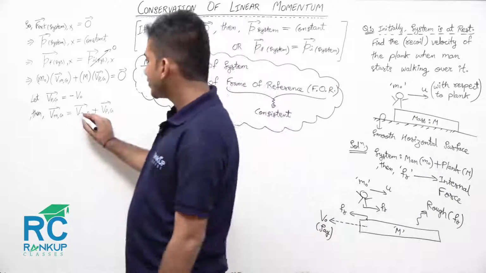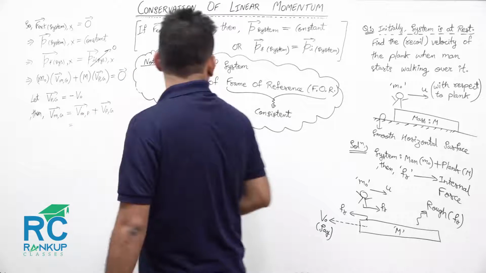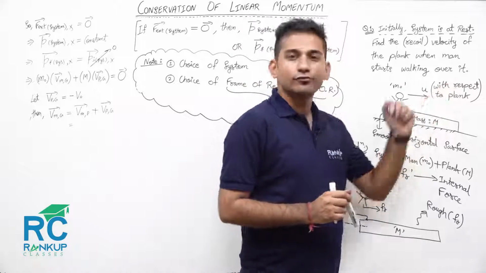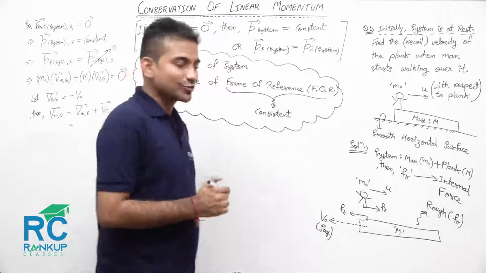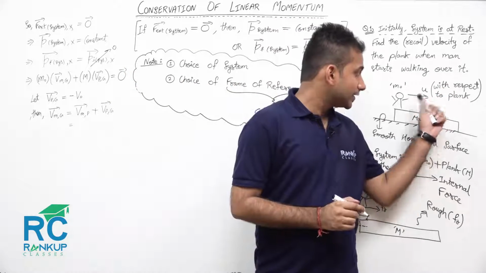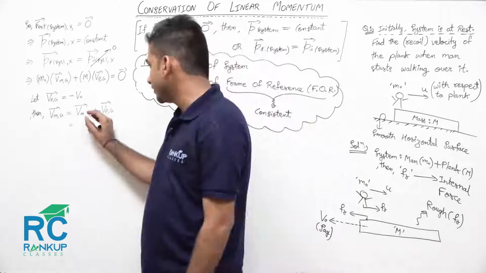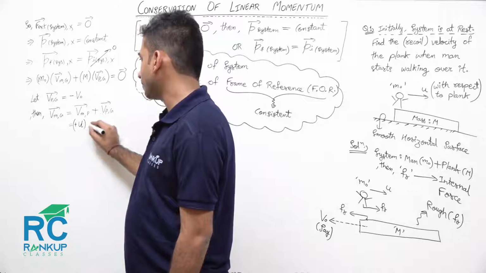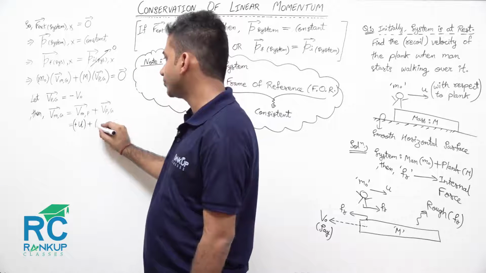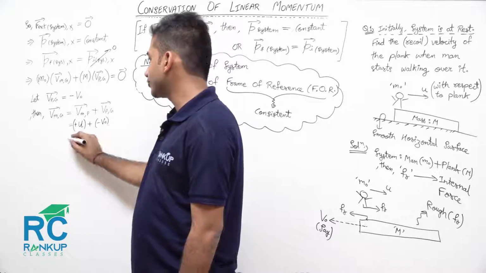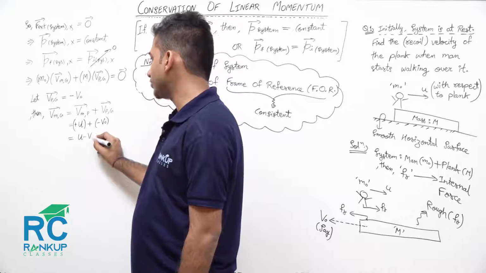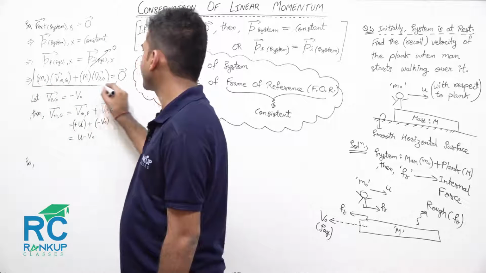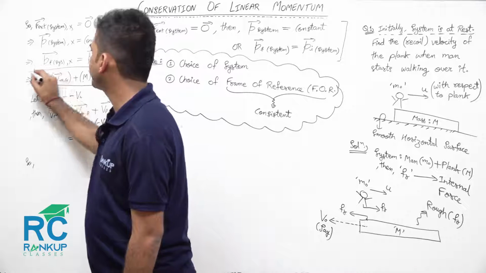So what is the velocity of man with respect to plank? Sir, it should be plus u. Why plus? Because it is moving in the forward direction. Right? So we are going to consider this direction and this speed. So what will be the velocity? It is plus u, plus, what is the velocity of plank with respect to ground? Minus v0. So what is that? u minus v0. So I'm highlighting this equation.